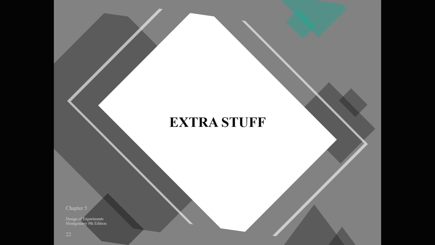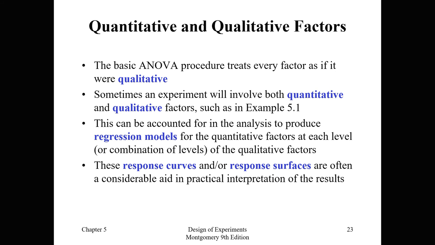All right, so now let's jump into some random extra stuff that doesn't really fit into this, but it was kind of fun, so I figured I'd just toss it in here anyway. First is qualitative versus quantitative. So remember, quantitative factors are ones that have numbers. Qualitative factors are ones that are more just groups. Qualitative, think favorite color. Quantitative, think 1, 2, 3, 4.